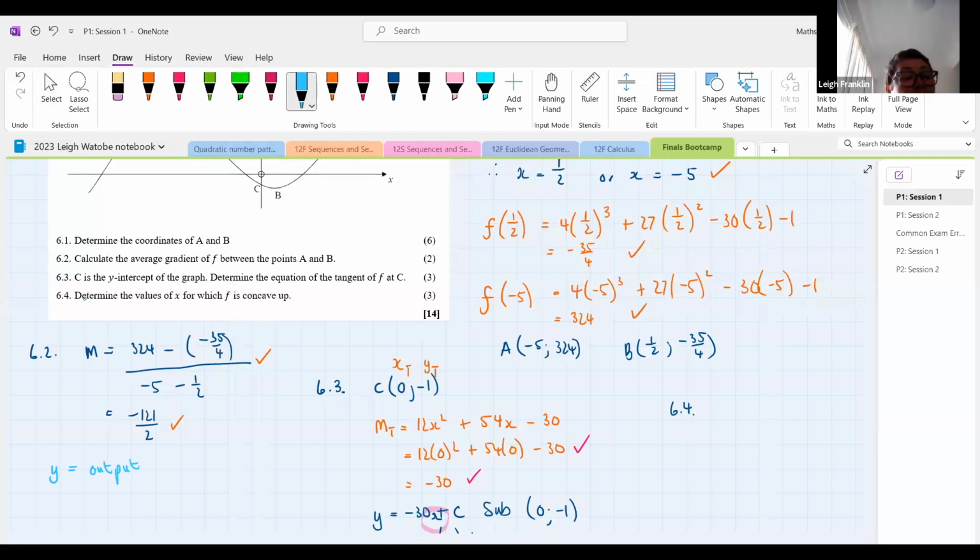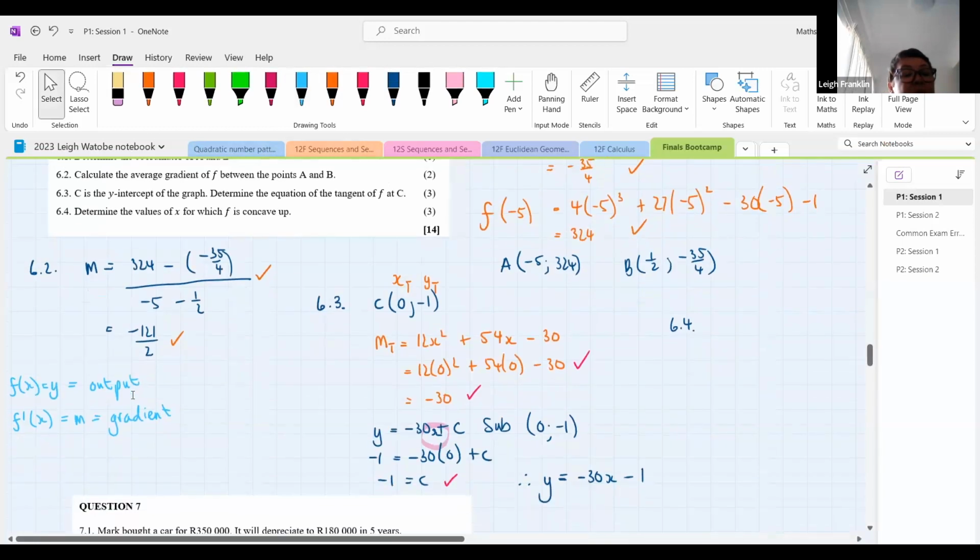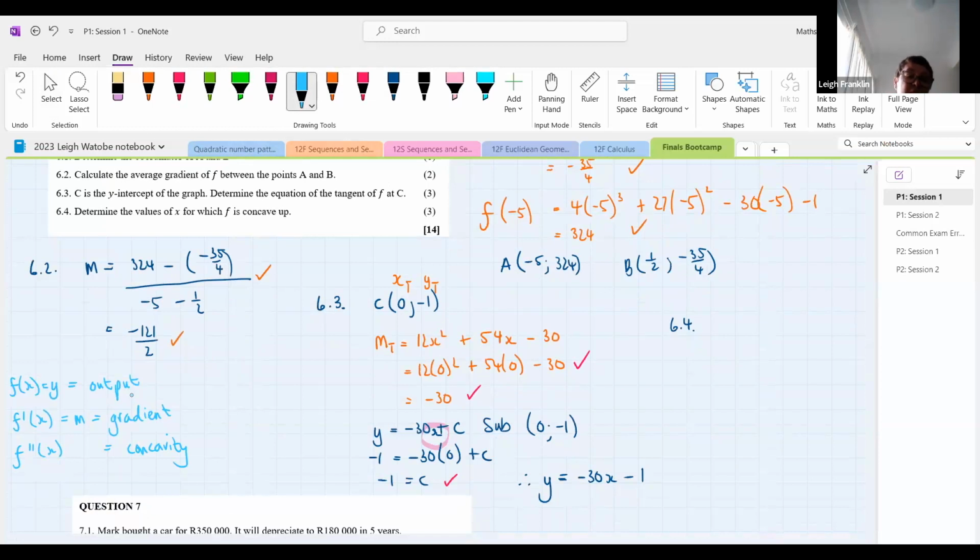Okay, or f of x, let's use f of x notation. F of x is y, which is an output. F prime x is gradient. And f double prime x doesn't have a symbol like a y or an m that we use, but f prime prime x is concavity. Okay, so the first derivative is gradient, the second derivative is concavity.